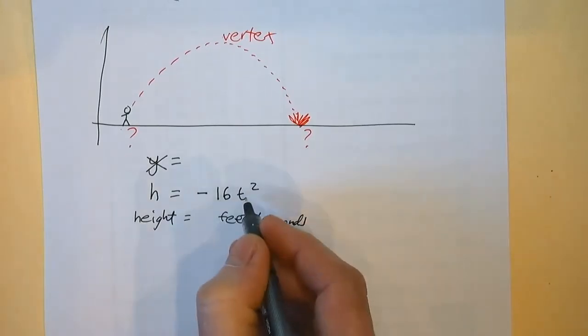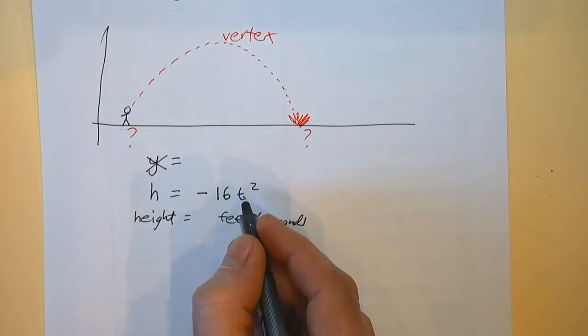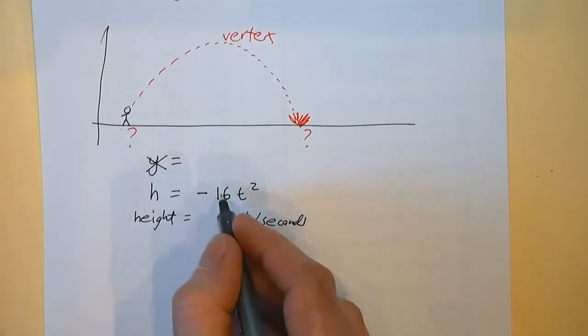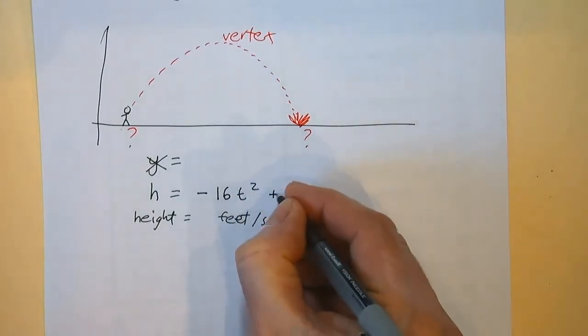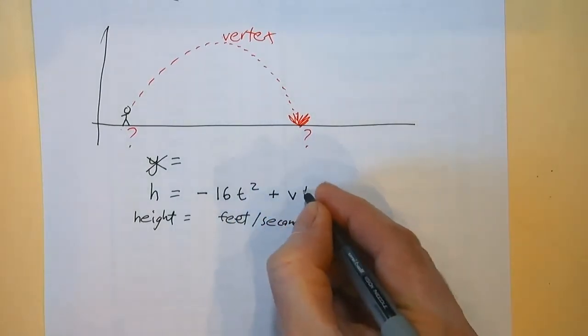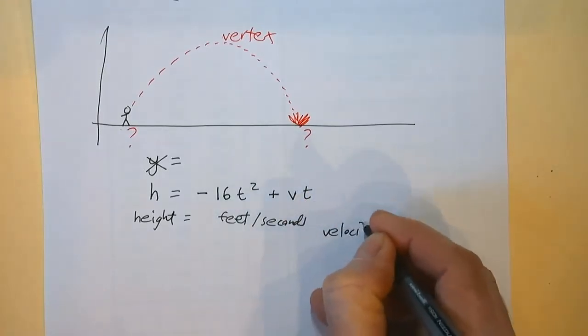Okay, this is a unit. T is going to be time in seconds. We can put in the time to figure out where the ball is. And negative 16 is the number we use for feet. Now there's more to the equation. There's another part, plus vt. What's v? V is velocity.